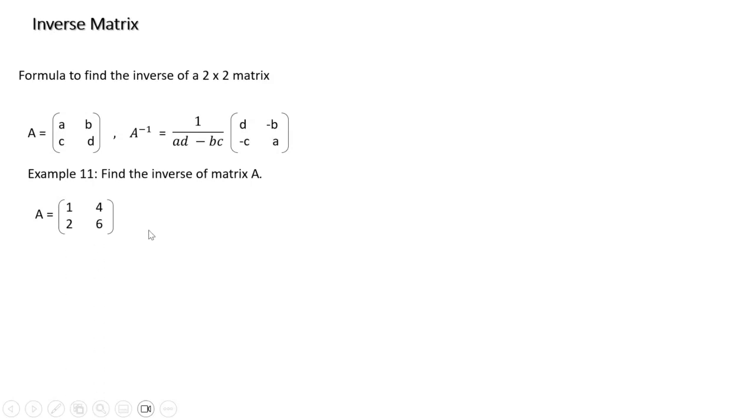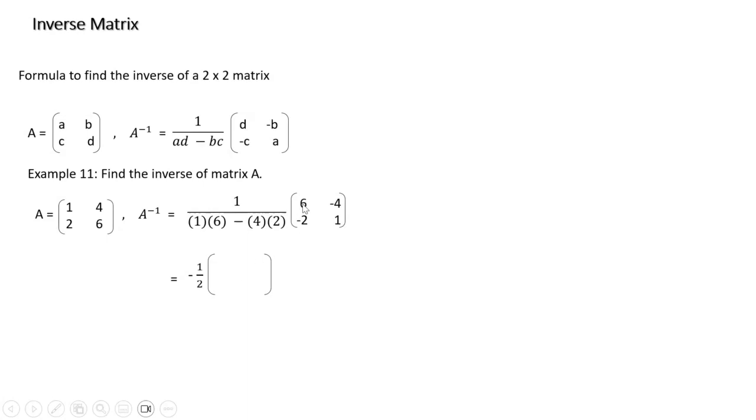Remember the inverse from before? The same matrix, matrix A, from the previous slide. So this will give us 1 over, right? So I have to multiply 1 times 6, the A times D minus the B times C, the 4 times 2. And then these two, the 1 and the 6, you're going to switch them. And then for the B and the C, you switch the sign on these two across. So here we go. This will give us 1 over 6 minus 8. So that gives us negative 1/2.